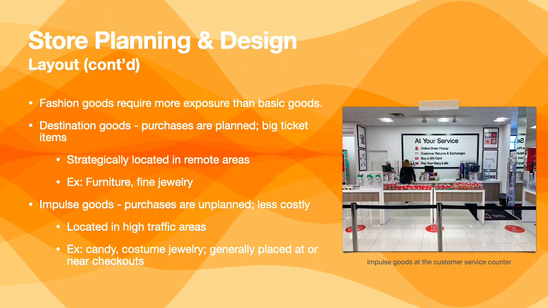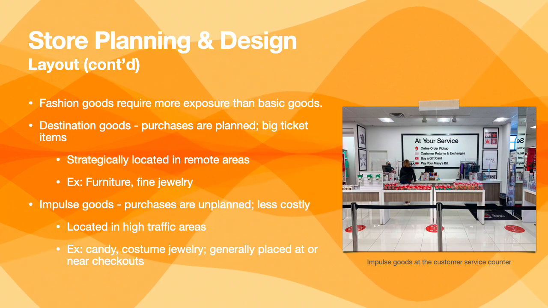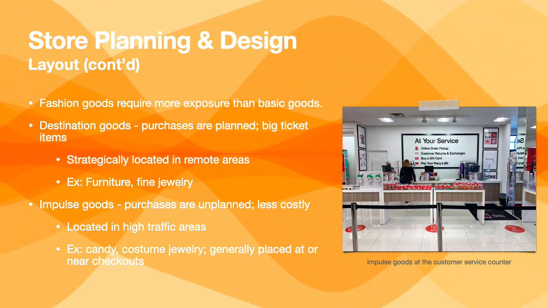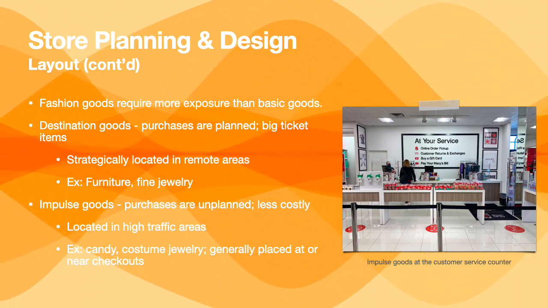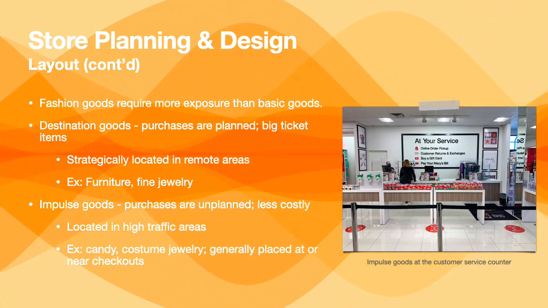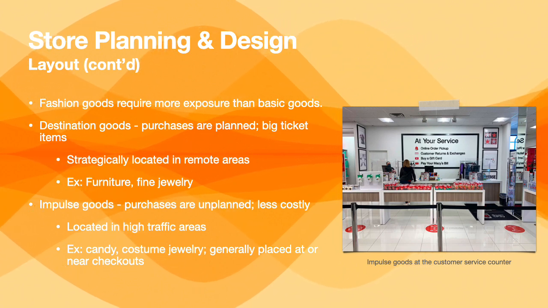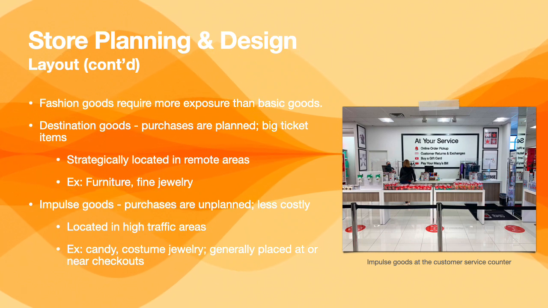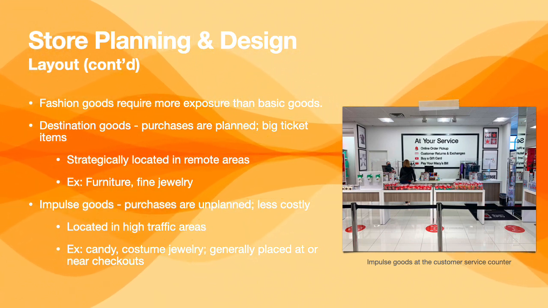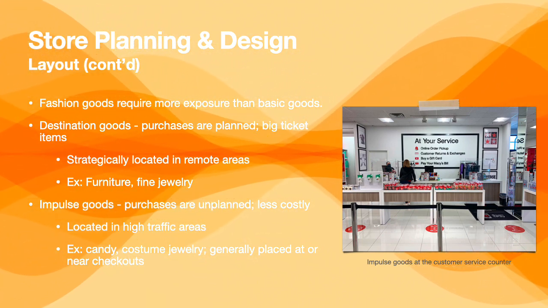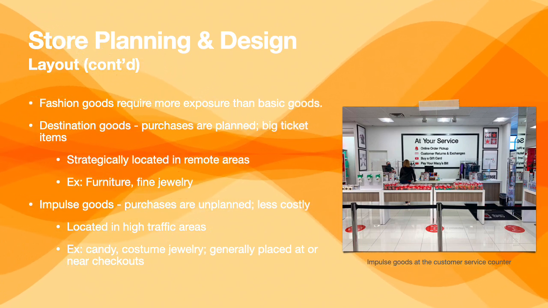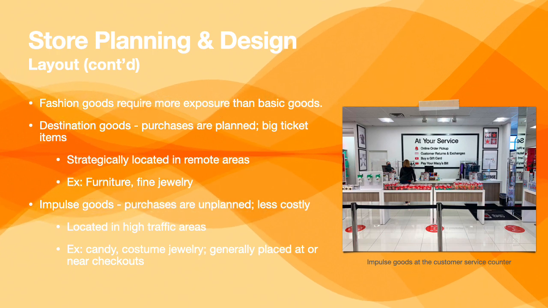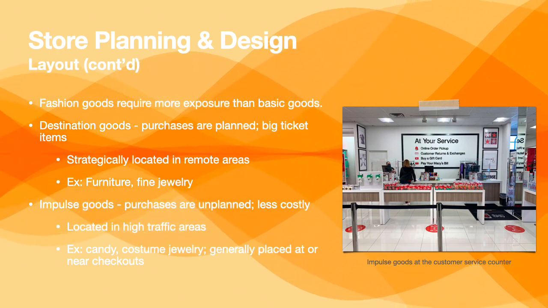Fashion goods are generally placed in heavy traffic areas to maximize exposure, while basic goods can be placed in areas with less traffic because basic goods do not need as much exposure. Destination goods are those purchases that are planned and typically your big ticket items. These are strategically located in remote areas throughout the store. Examples include furniture and even fine jewelry.